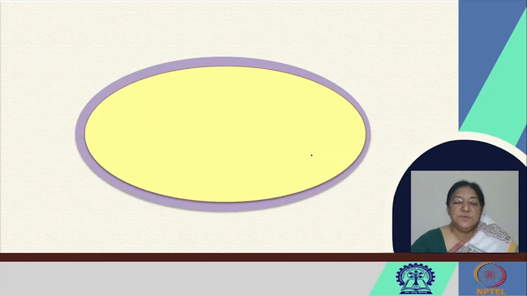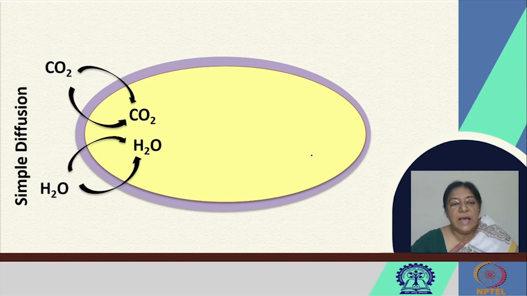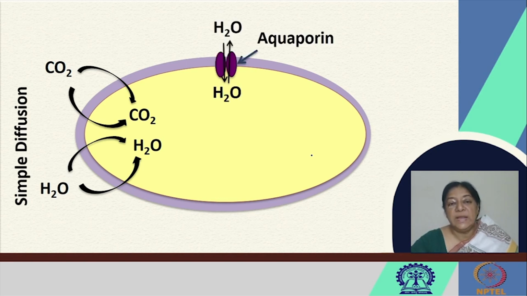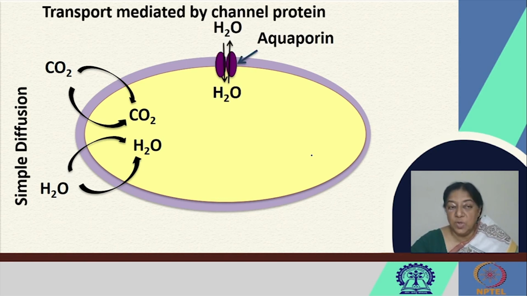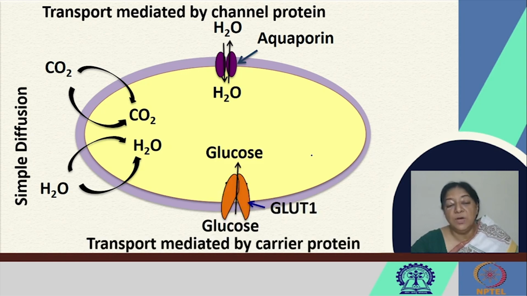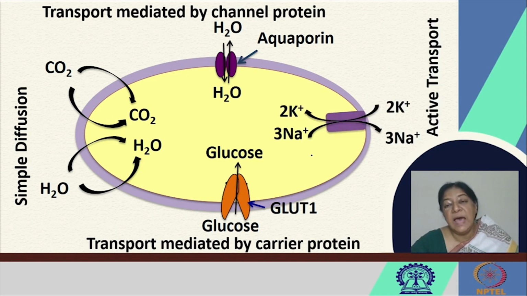So if we look at the types of transportation possible, where we have our cell membrane, we have our cytoplasmic region, and we have our external region. We can have simple diffusion. We can have an aquaporin that will transfer the water. We can have a glucose transport mediated by a carrier protein, which we will see in a moment. And we could have active transport, which we will look at in the next lecture. So this looks at all the different possibilities that are there for the transport through the membrane.